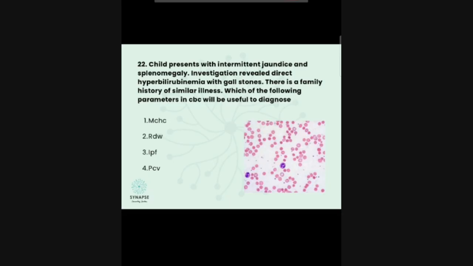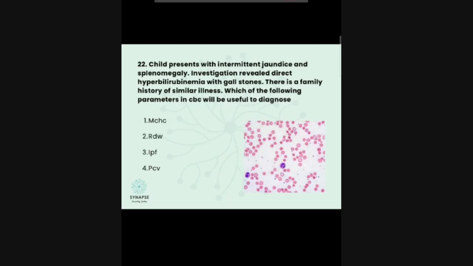So the question asked which of the following parameters in CBC will be useful to diagnose. Always remember, the one thing in this anemia due to hereditary spherocytosis that can be easily identified is the MCHC value. MCHC will be elevated in spherocytosis. Mean corpuscular hemoglobin concentration: the surface area is getting reduced in spherocytes, but the hemoglobin concentration remains static. So the MCHC will get elevated even though there is hemolysis.